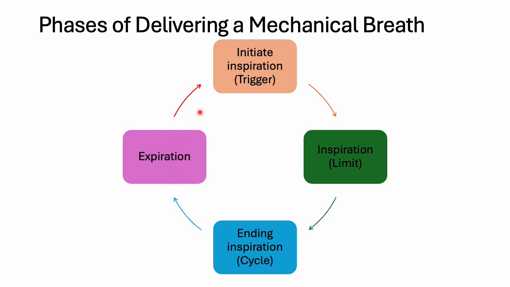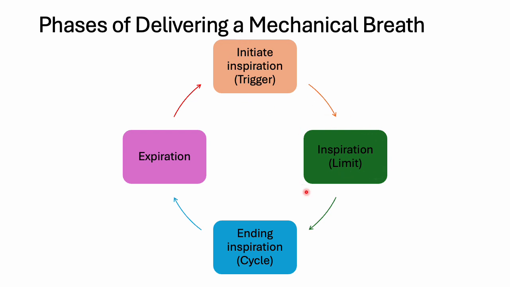So likewise, in mechanical breathing, we need to program the ventilator, which is a machine, to deliver the breath. So there should be a trigger. A trigger can be triggered by time. So I set a person to breathe at a rate of 12 breaths per minute. Therefore, 60 seconds divided by 12 is 5 seconds. Every 5 seconds, it triggers the breath.